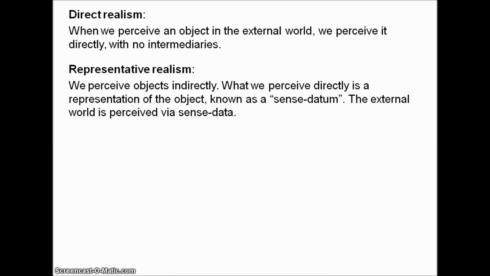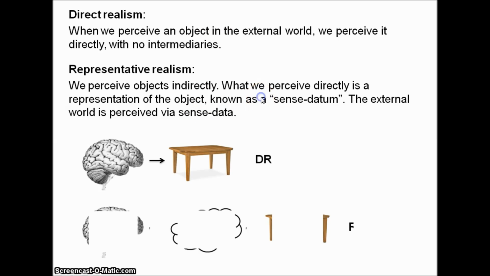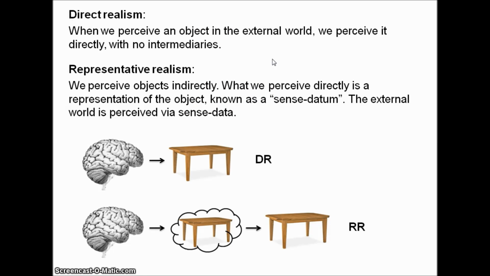Direct realists claim that we perceive the objects themselves directly. Representative realists claim that we perceive sense data which represent the objects. So here are two simple diagrams which show the different views. Representative realism is the claim that all perception is via sense data. Okay, well, first of all then, what exactly are sense data?